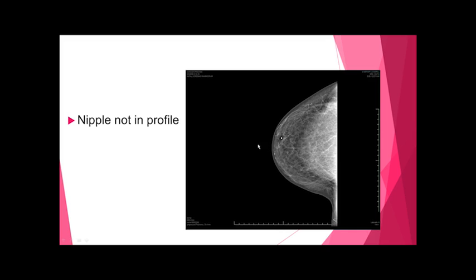Nipple not in profile. That's not good for accreditation images. Like I stated before, you want all 4 views to have the nipple in profile. Plus, this patient's very dense, very thick, so you have this post-processing algorithm defect where it looks like a breast inside of a breast. But you want to make sure and have the nipples in profile.